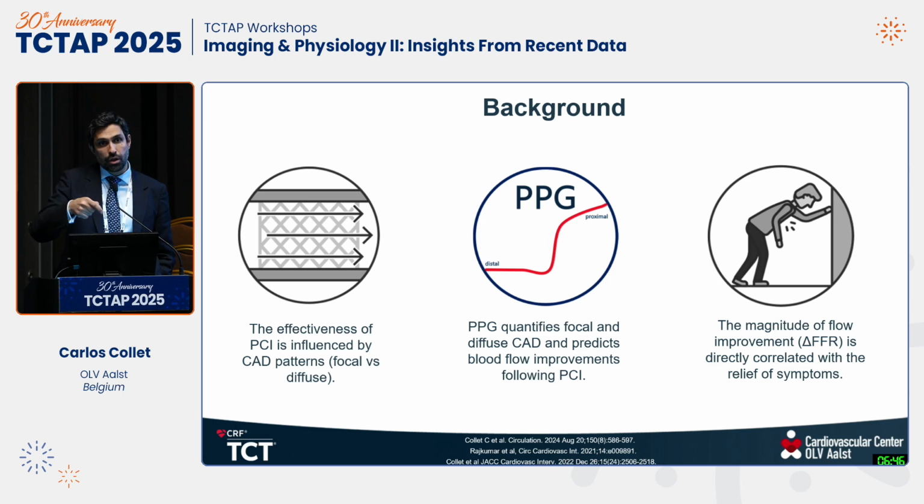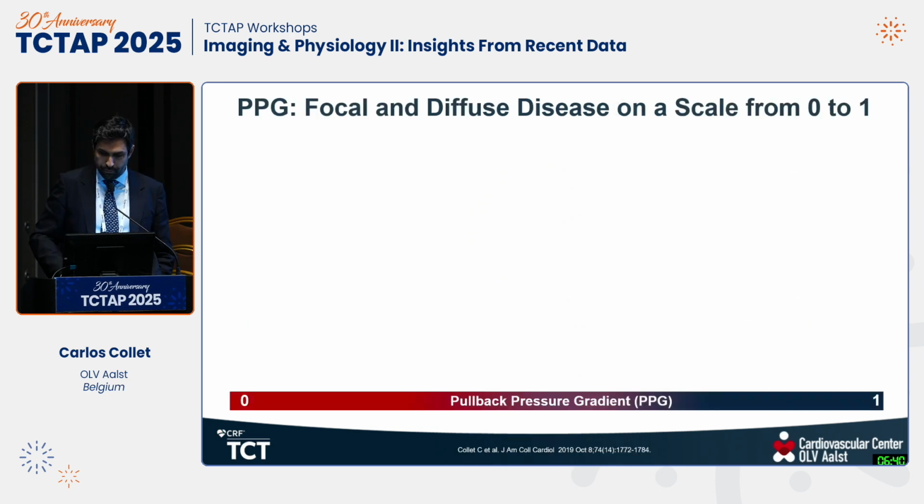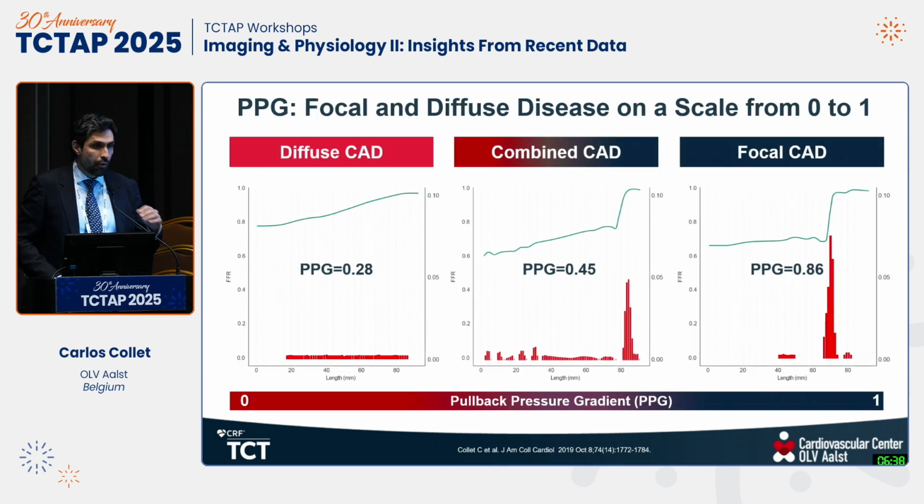Before we published this study, we knew that there was some initial data showing that this improvement in flow had a consequence, that was improvement or not in patient symptoms. So we're kind of putting the dots together. This is how it works. You do a pullback curve, you get this number. This is fairly automatic. It's a mathematical calculation. It takes seconds. High PPG is focal disease, low PPG is diffuse disease.